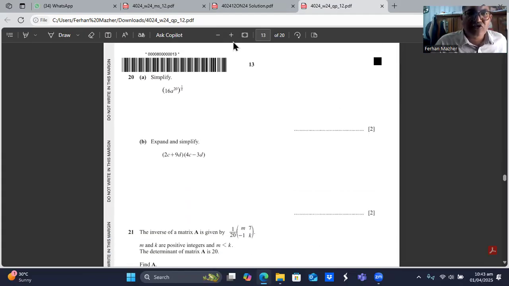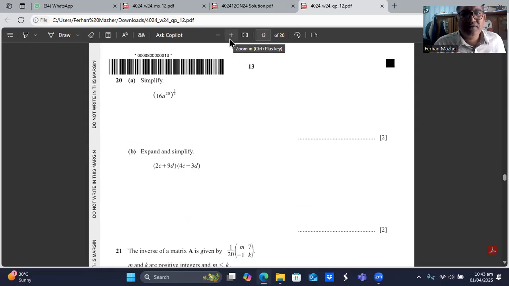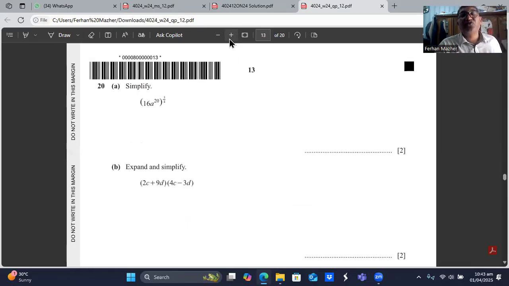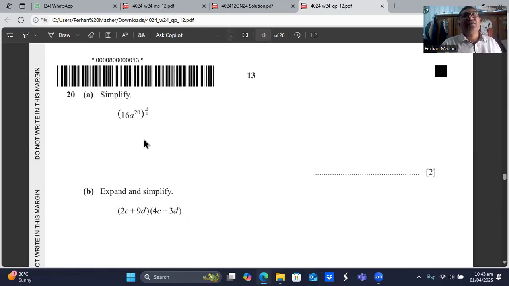So here we have question number 20. Sorry, I'm sorry. Question number 20 coming up on your screen. Simplify, A part. So here we have 16a raised to power 20, the whole thing enclosed in a bracket raised to power 3 by 4.